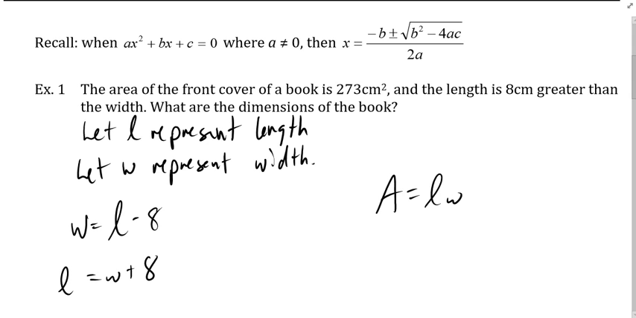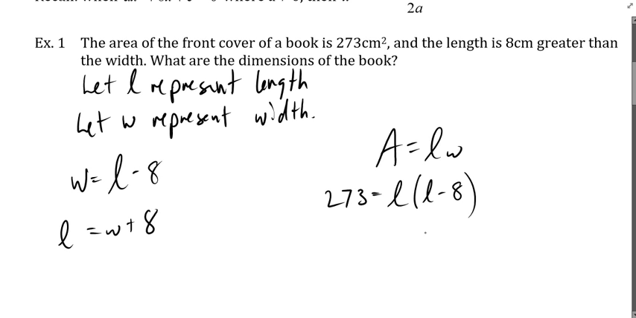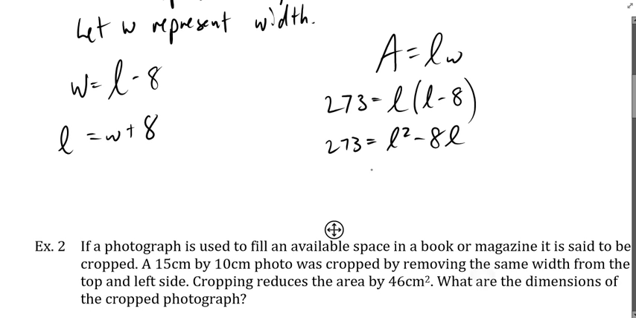Now we go back to our area formula. You have to do that too. You have to show that, write that. It's a really good habit. Helps focus your thinking. 273 equals length times width, which is L minus 8. 273 equals L squared minus 8L. Move the 273 over, and I'm already running out of space.